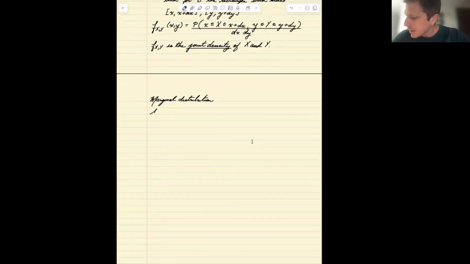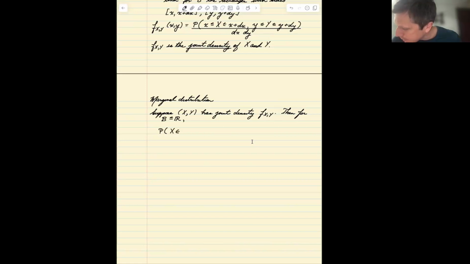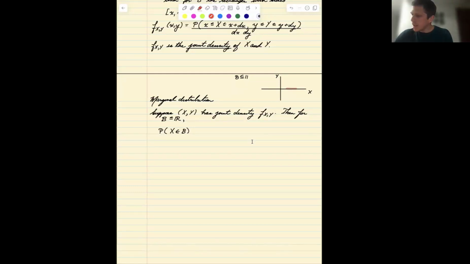Suppose (X, Y) has joint density f(x, y). Then for a subset B of R, how would we compute the probability that X is in the set B? Let's think about what we're doing here. X and Y take values in two dimensions, and what we're doing is taking a subset of the real numbers, which we're going to draw as, let's say, this region here. So if all we know is the joint variation of X and Y, then what has to happen in order for X to be in the set B?